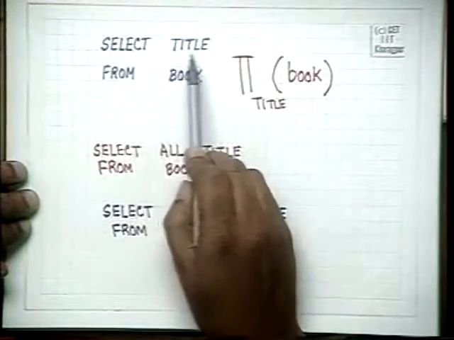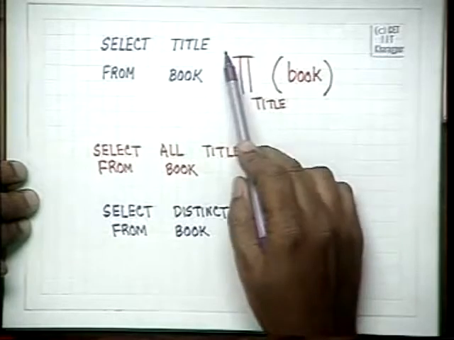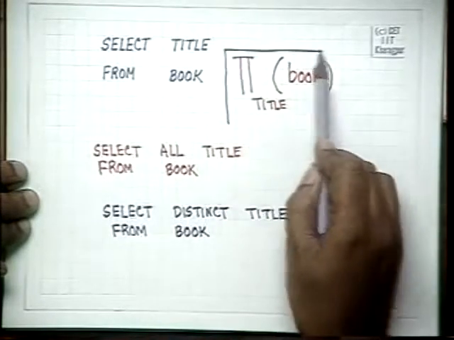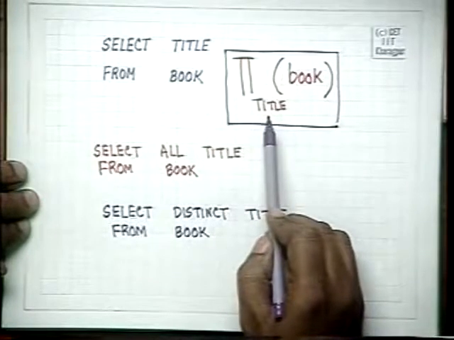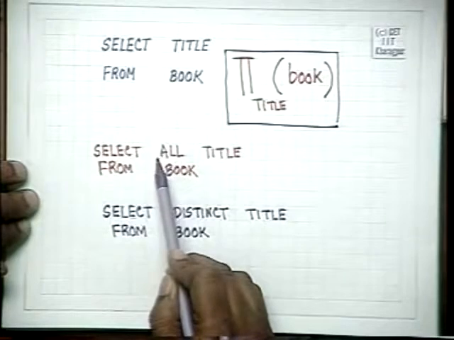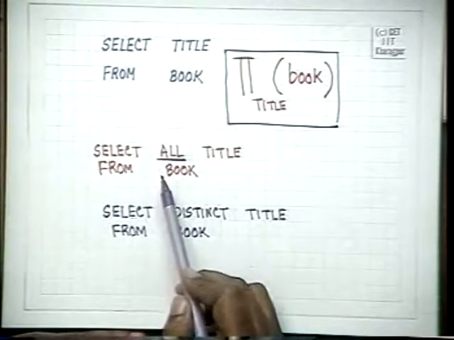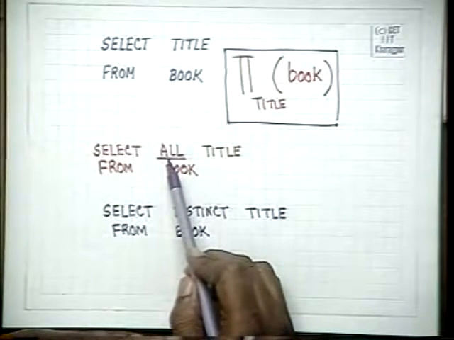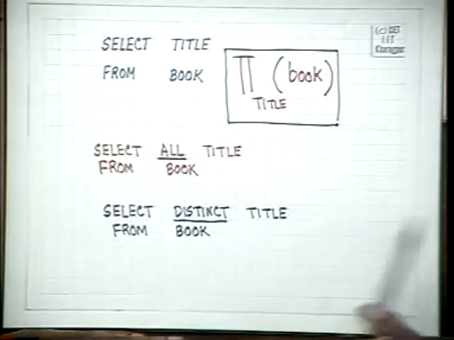The simplest query is of this type: select title from book, which is equivalent to this statement in relational algebra. In book, you project out all the titles. Select all title from book. If this all is there, then even duplicate items will be listed even if they exist more than once, and distinct will remove all duplicates.